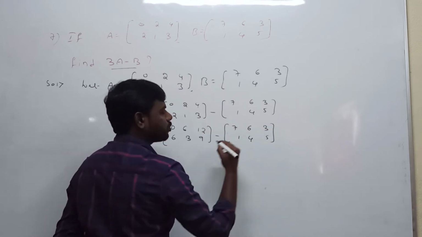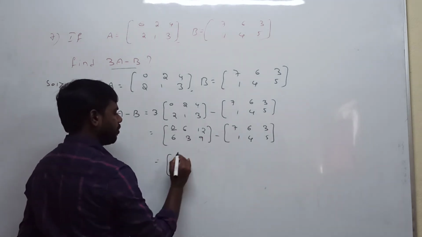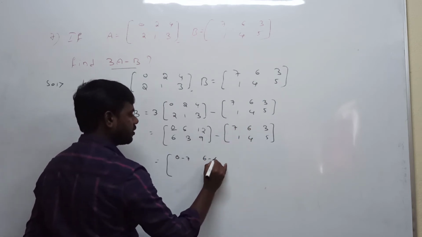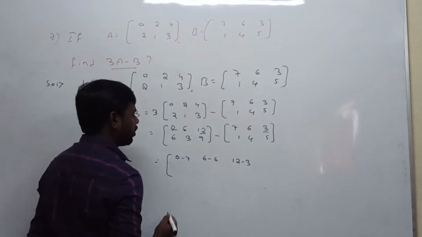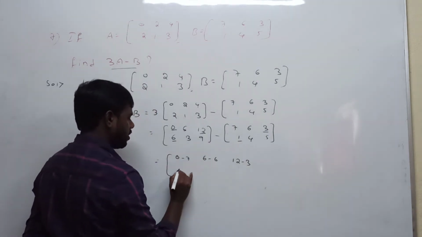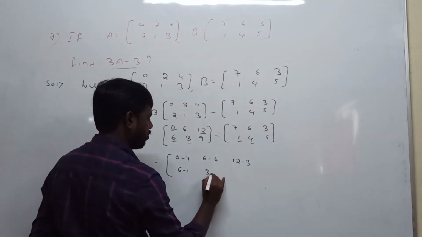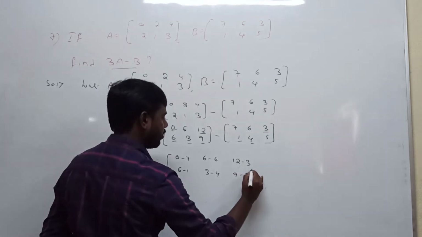Now we are subtracting the corresponding elements. First element minus first element, 0 minus 7, second element minus second element, 6 minus 6, third element minus third element, 12 minus 3. Second row, first element minus first element, 6 minus 1, second element minus second element, 3 minus 4, third element minus third element, 9 minus 5.